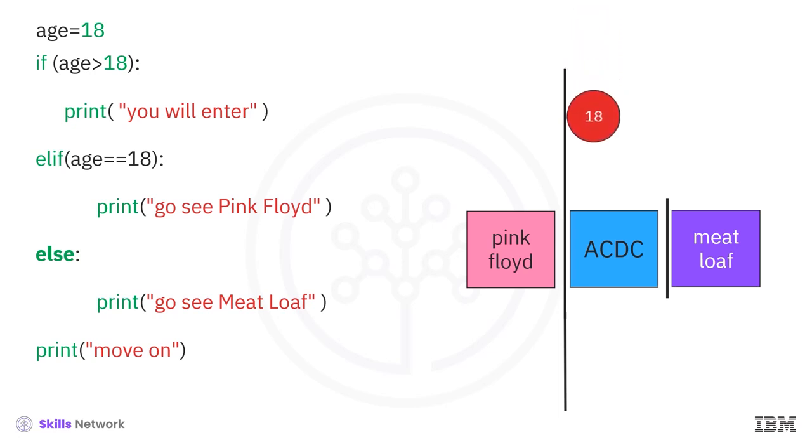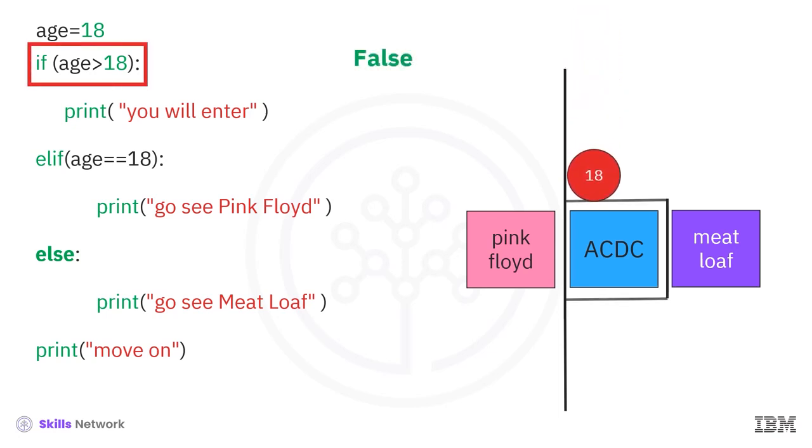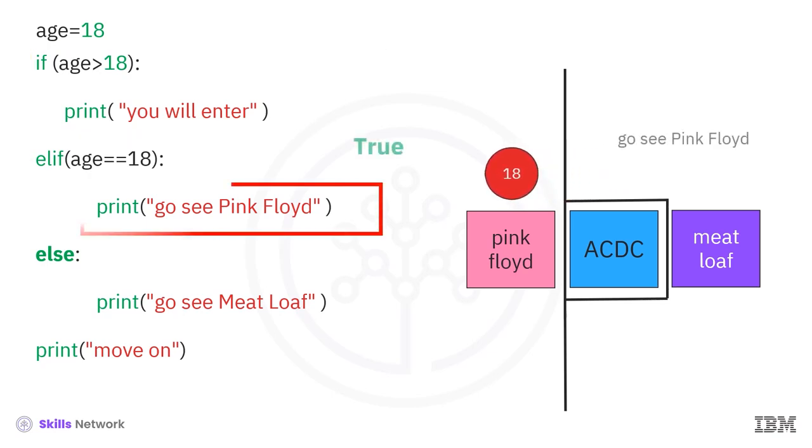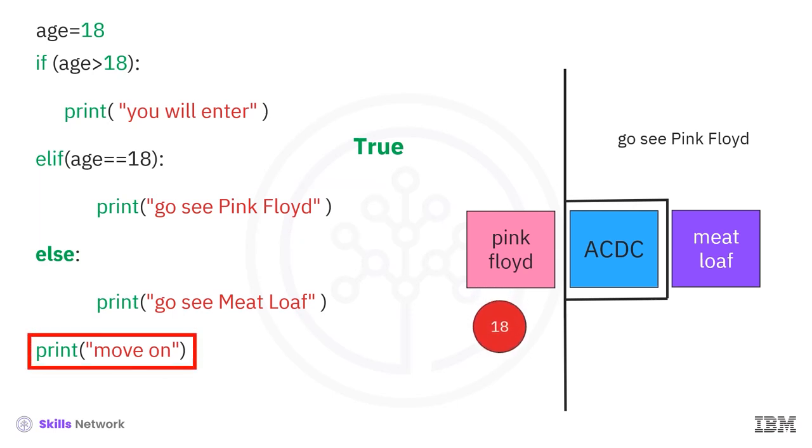An 18-year-old enters. They are not older than 18 years of age. Therefore, the condition is false. So the condition of the elif statement is checked. The condition is true. So then we would print "go see Pink Floyd." Then we would move on, as before.